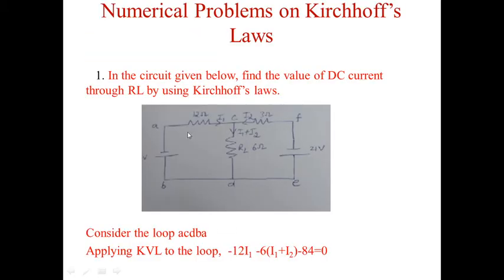So plus 21, correct. Next we go from E to D, nothing is there, and we are moving from D to C, correct, but the direction of current is opposite. So we have to use plus sign. So plus 6 into (I1 plus I2), which is equal to 0.